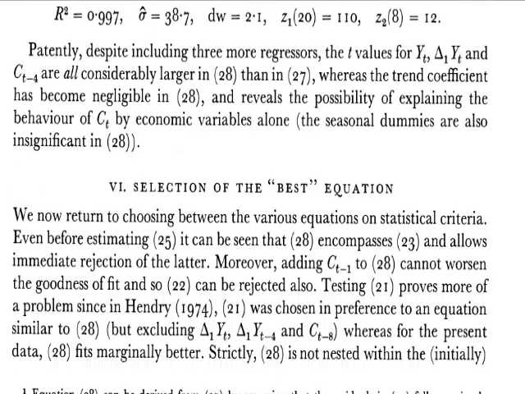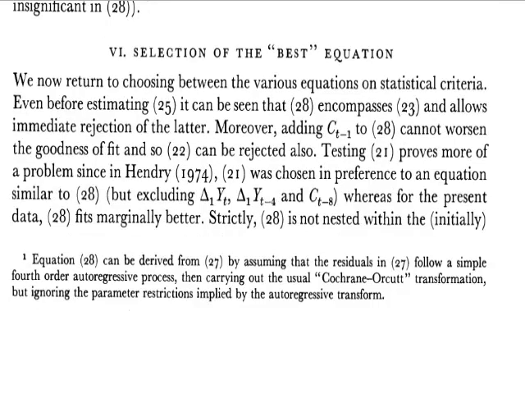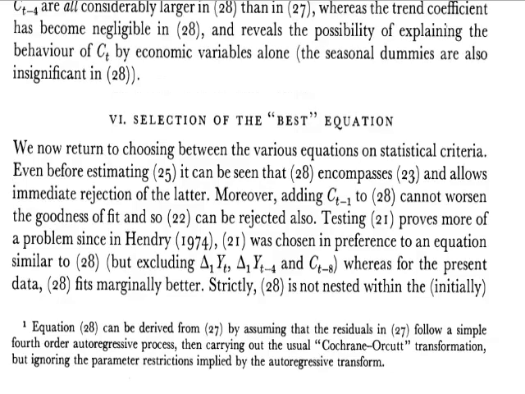So now the selection of the best equation. This is very important. Now 28 encompasses 23 and allows immediate rejection of the latter. This is very important.